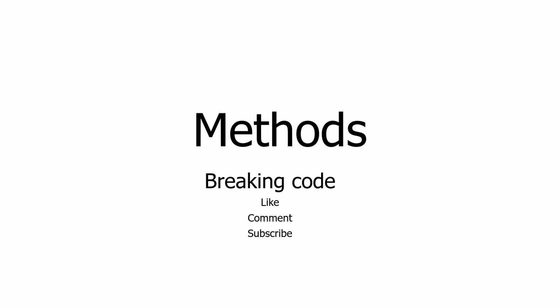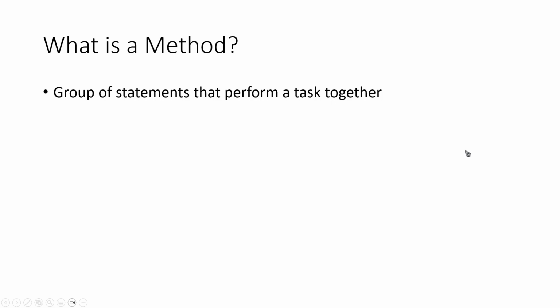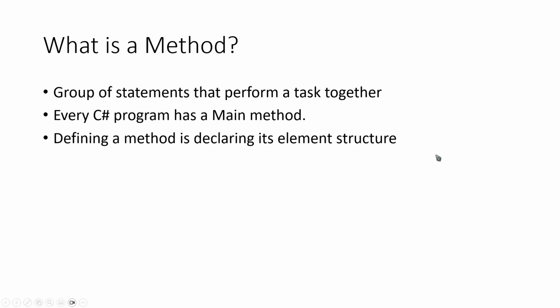So what is a method? Well, a method is a group of statements that together will perform a task. Every C# program will have at least one class with a method called main. Defining a method is declaring the elements of its structure and the syntax as such.